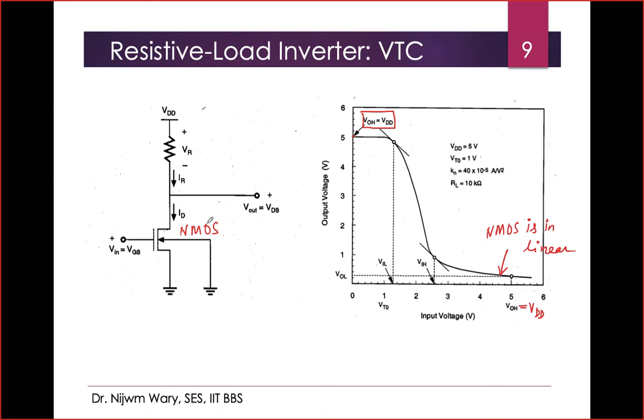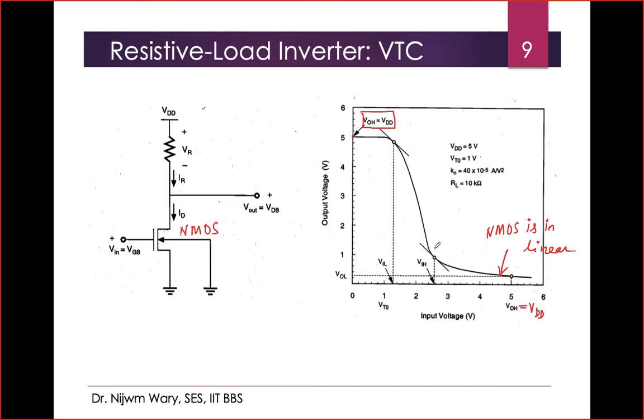So that's why the NMOS is in saturation region, right? Because the output is higher than the V in. So from inspection we can say that the NMOS is in saturation region. So what I can do is write the current equation for this resistance and the saturation region equation for this NMOS, for the calculation of VIL.